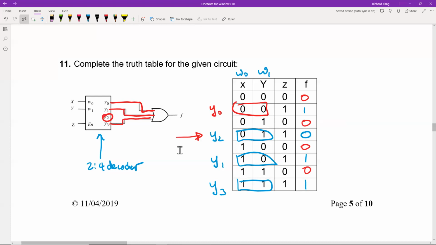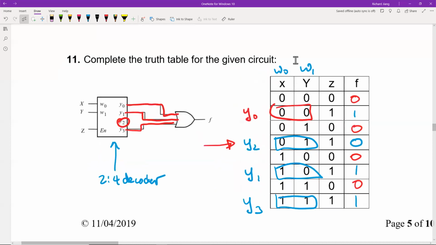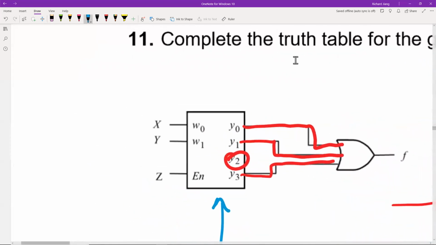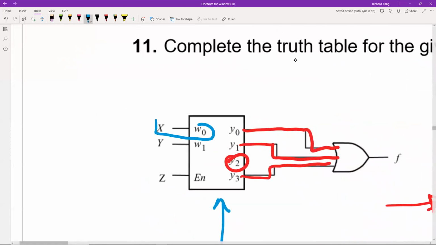Could you go over why it was reversed again, though? Why we have Y0, Y2, Y1? Yeah. So if we look at this, see how X is hooked up to the LSB, W0.